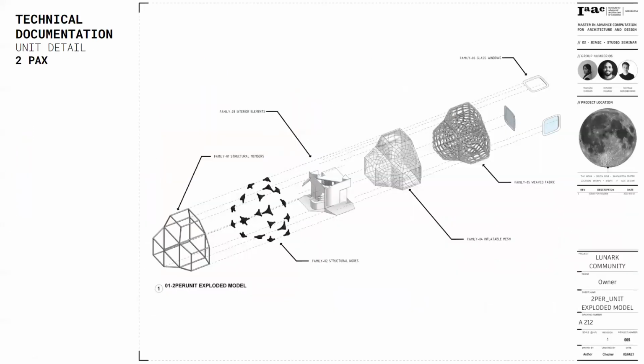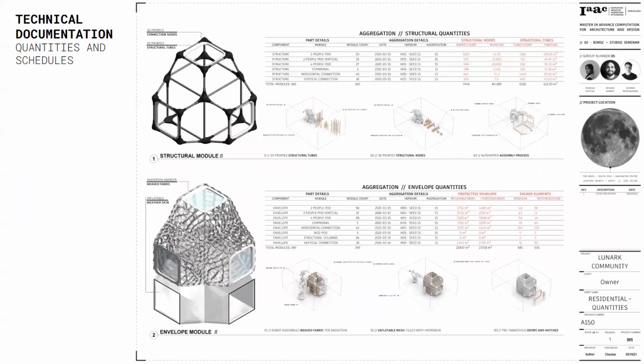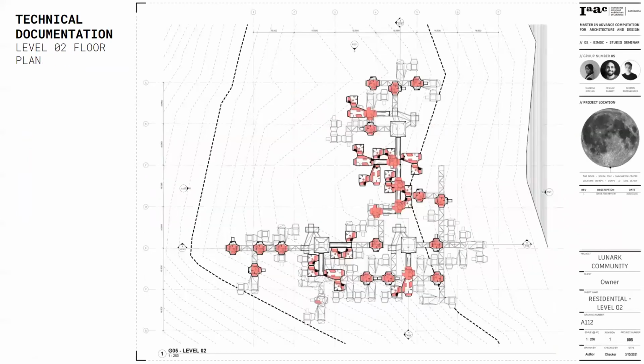These are the outputs that we are able to achieve, to be able to push through to the fabricators: the number of parts and the details of these things. And the structural quantities, the envelope quantities, and these are the drawings.